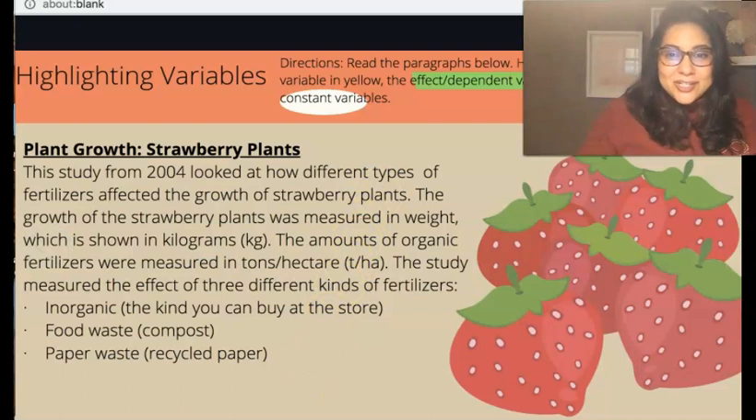So if you haven't done so already, take some time to highlight the independent variable in yellow. In other words, the cause. So what caused the different results? And the dependent variable in green, which is the effect, outcome, results. Those are all different ways to look at dependent. And then when you're done, press play.